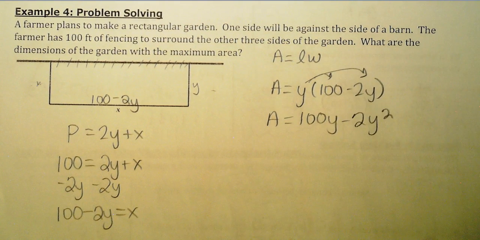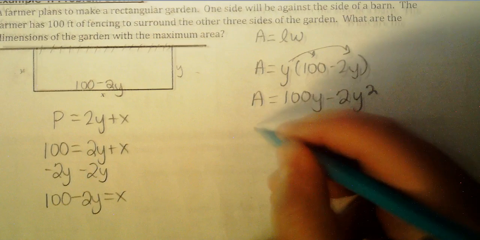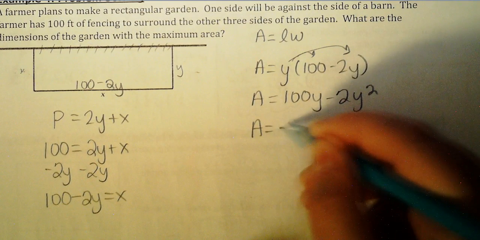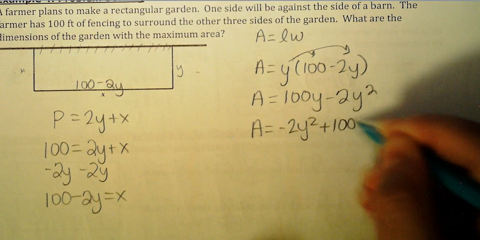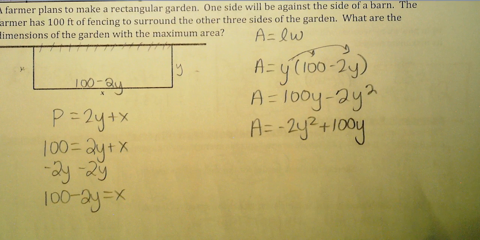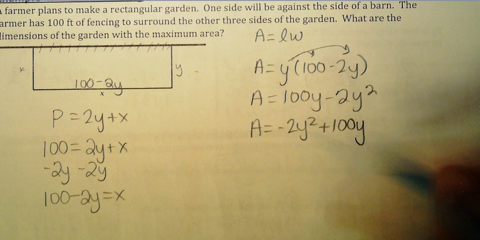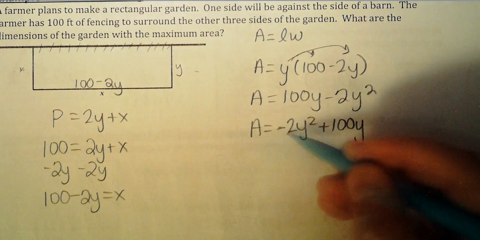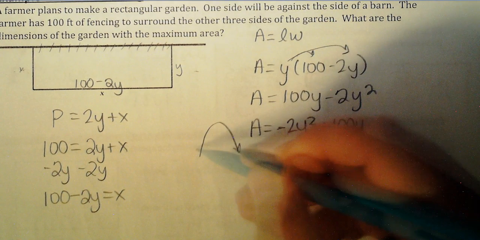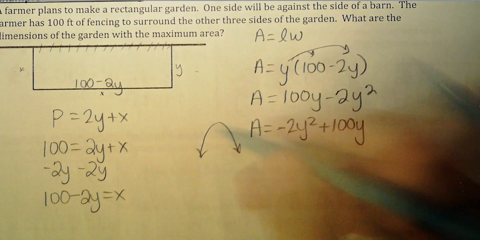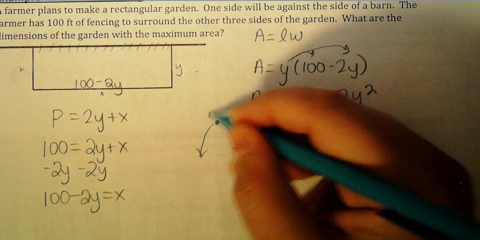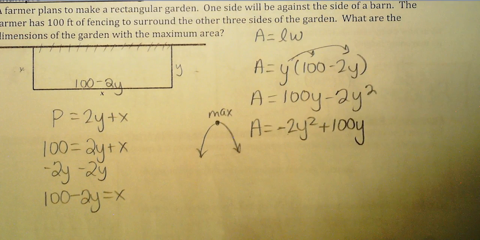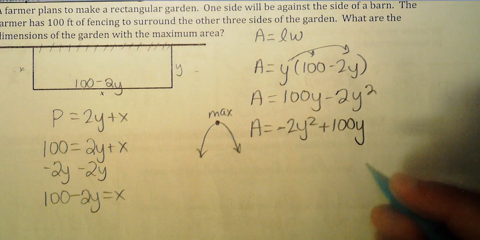This is going to create a quadratic. Okay, let me rewrite it real quick in standard form. So I'm going to put the negative 2Y squared first and then plus 100Y second. That's standard form where your highest power comes first. Now, in terms of this, if you think about the graph here, this is negative, so I know this would turn upside down if I put this on the graph, and I want to maximize the area, so the maximum would just be the vertex. So we're just going to find the vertex here real quick.